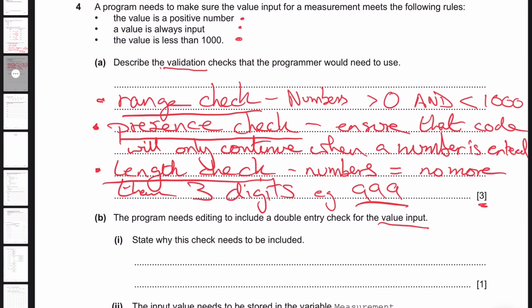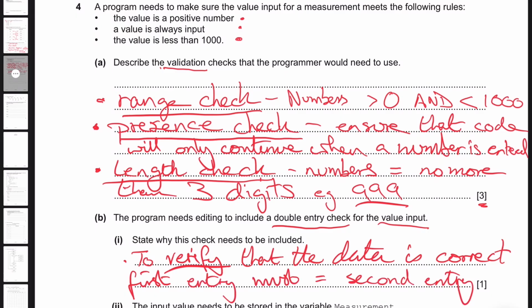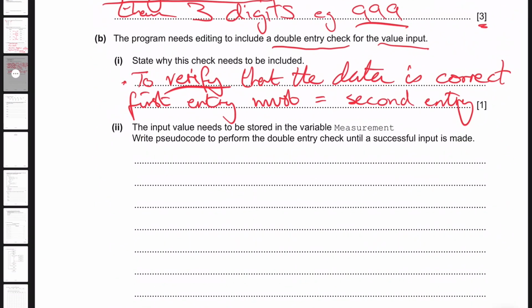The program needs editing to include a double entry check for the value input. State why this check needs to be included. Well, it's like a double check, but I've got that there, so I can't write double check there. So what I would do is to verify, because we're talking validation, that the data is correct. Okay, the keyword there is verify, validation. First entry must equal second entry. Okay, so that's what we do there. That's only worth one mark.